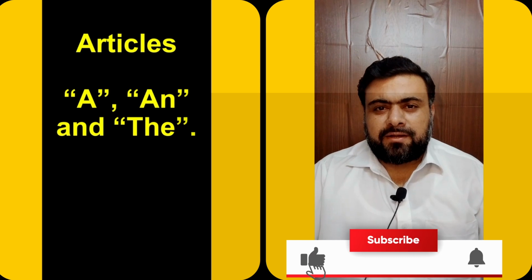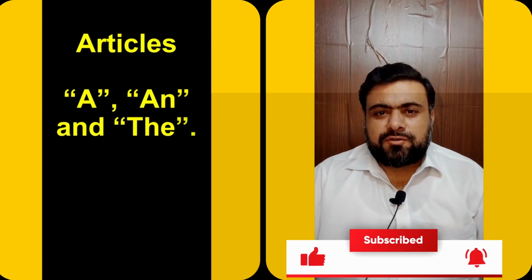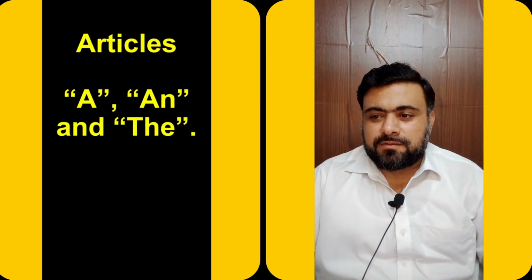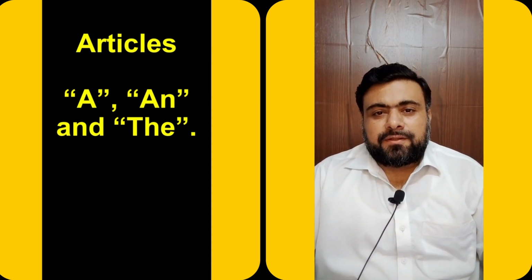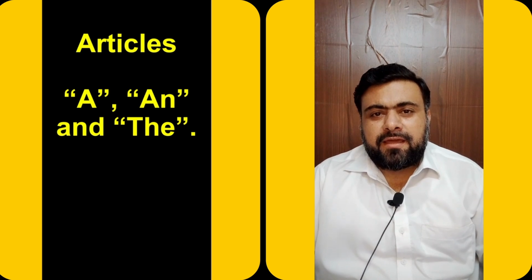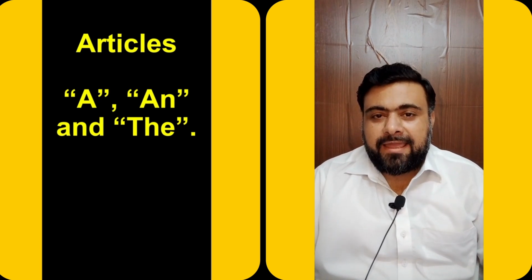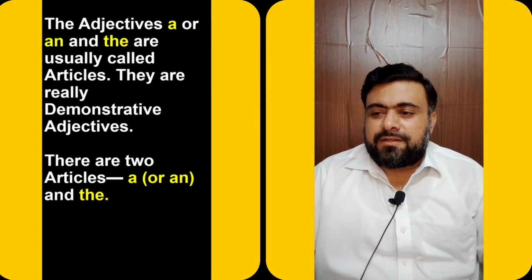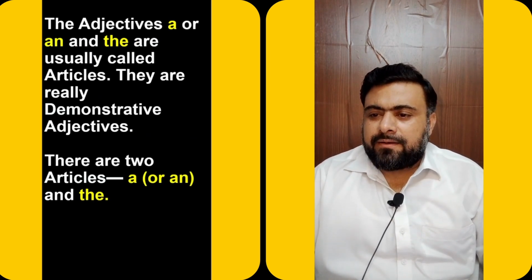I'm Abdus Salam, and today in this lecture I'm going to talk about another kind of adjectives called the articles. There are two articles: a, an, and the. There are not three, there are two. A and an are the two versions of the same article. The adjectives a or an and the are usually called articles.